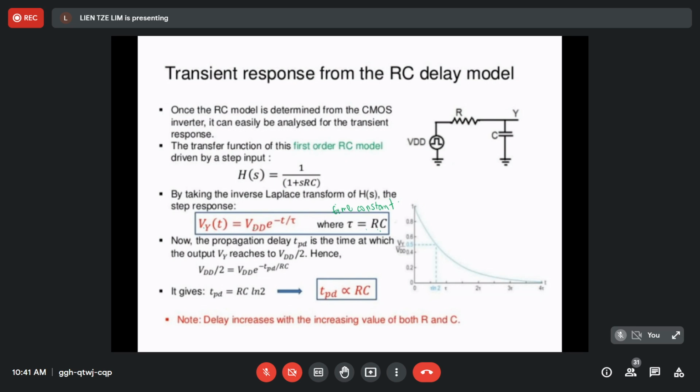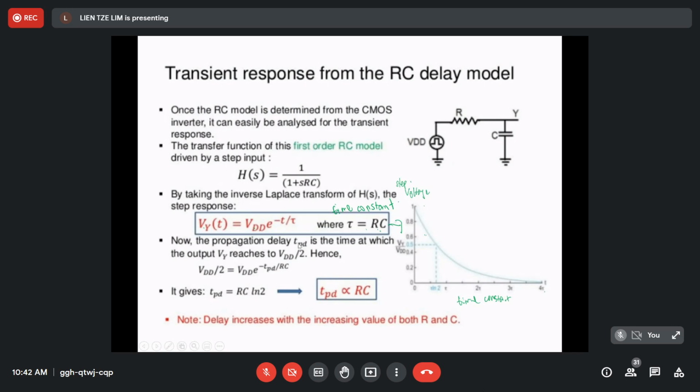VDD is the supply voltage. These equations can be related to this graph. This is the time constant axis, starting from 0 to 4 tau, where tau means RC, the time constant. The y-axis is the voltage level, or maybe we should call it the step voltage. For different time constants, the voltage level will be different, evaluated at a point on this curve.